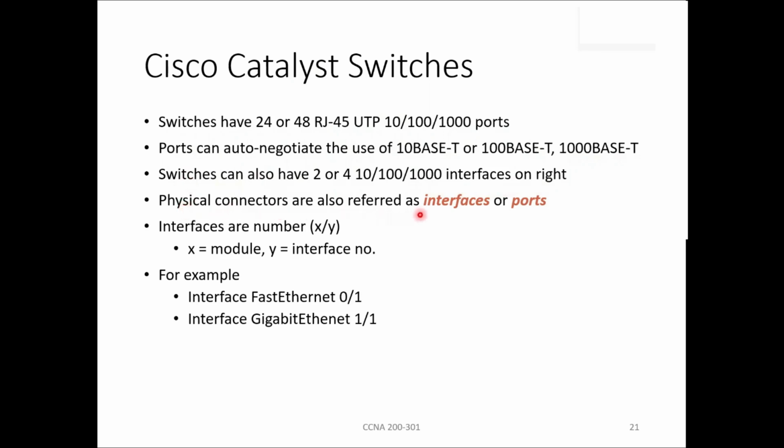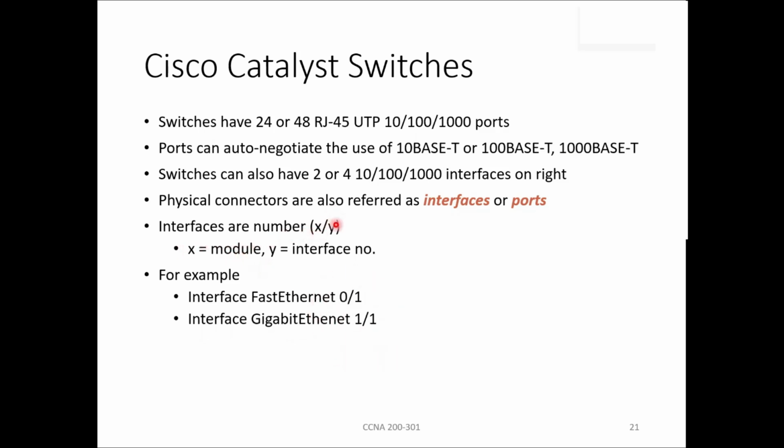Physical connectors are also referred to as interfaces or ports. That means sometimes we say this is a port, sometimes we say interface. Especially when you configure this switch, at configuration time, we need to say interface, like interface FastEthernet 0/1 or interface GigabitEthernet 1/1.